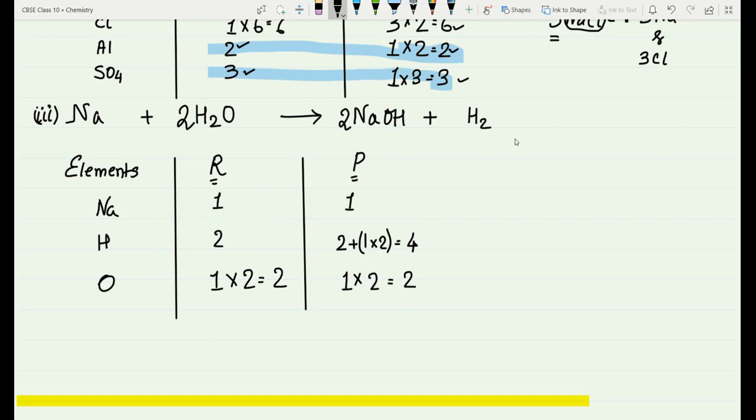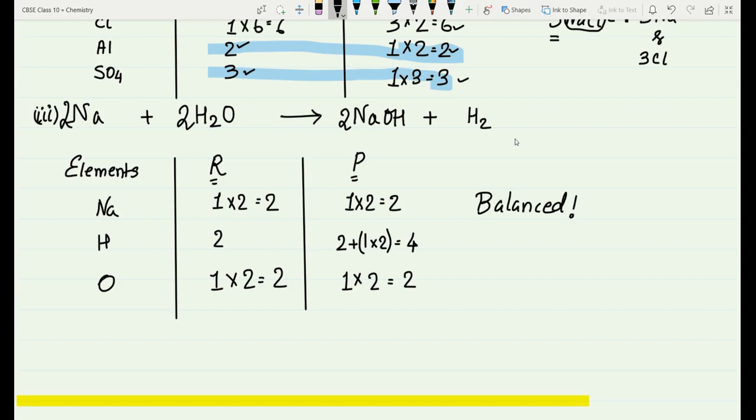So 2, and the last one, sodium is 2, sodium is 1 over here. We will just add 2 over here, and 2, and this product is also 2, so 2 and 2. So you can see the reaction is now balanced. 2 sodium, 2 sodium, 2 into 2, 4 hydrogen, 2 plus 2, 4 hydrogen, and 2 oxygen. So the reaction became balanced.